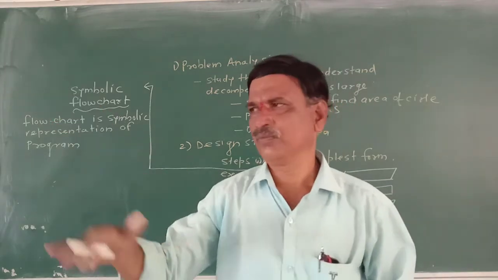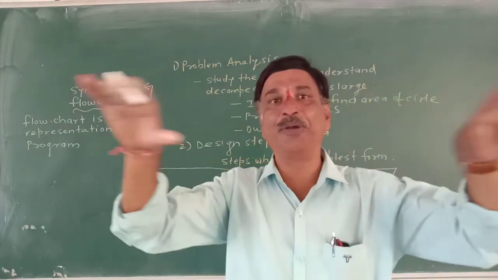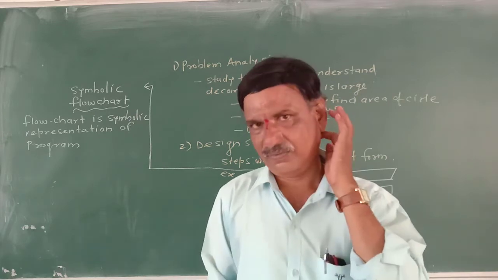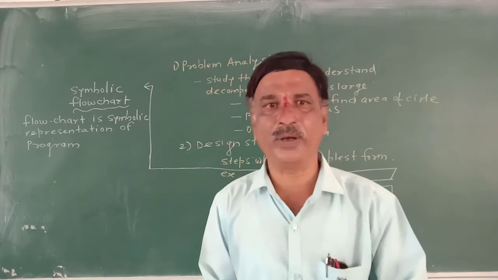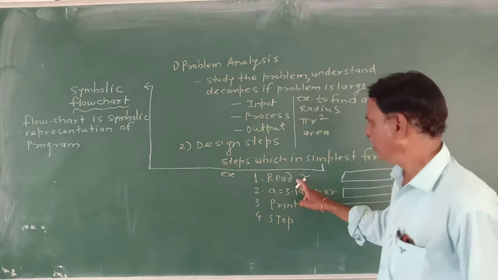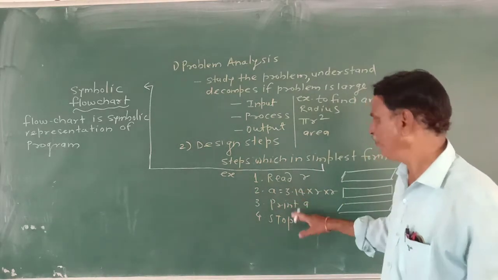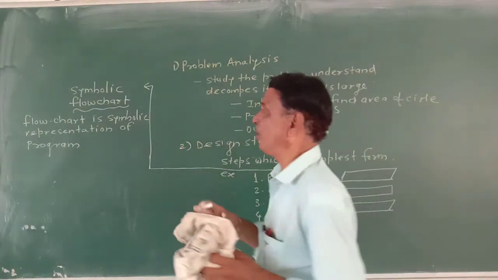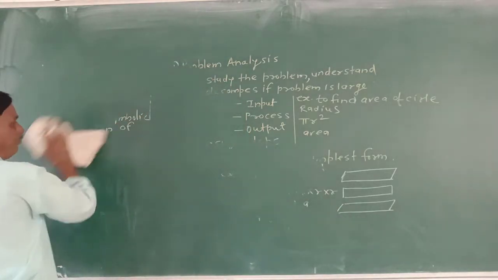Whenever we travel by road, we see symbols of speed breakers and footpaths, because symbols are more effective than text. Text cannot be read by everyone, but symbols can be understood by everyone. Design steps in the form of text can't be understood easily, but symbols can. That's why we use a symbolic representation of the program, that is a flowchart, and now we are going to see the symbols of flowchart.